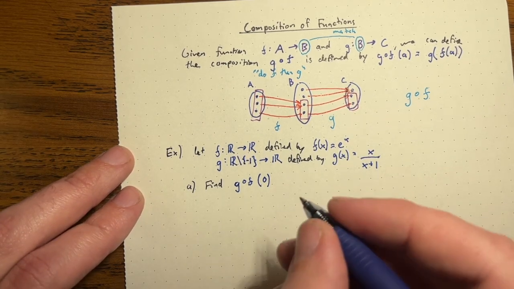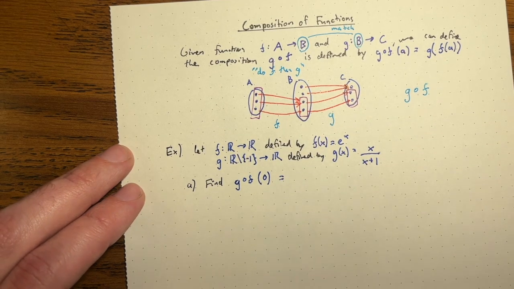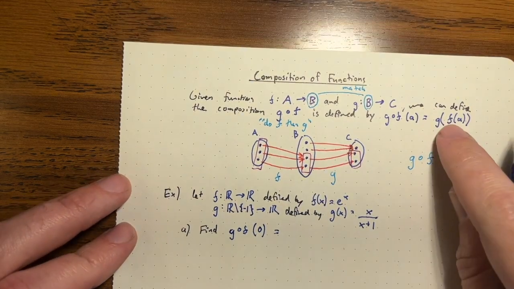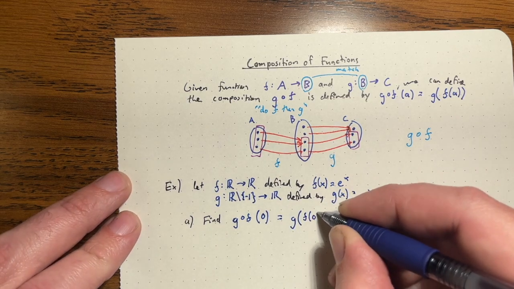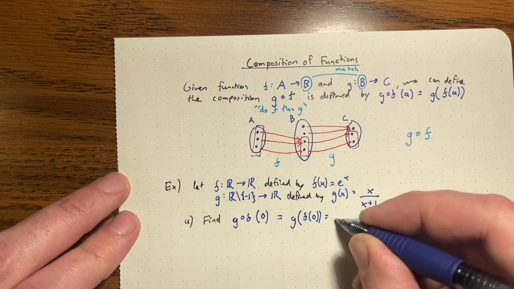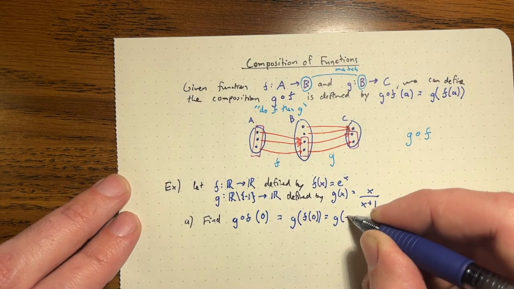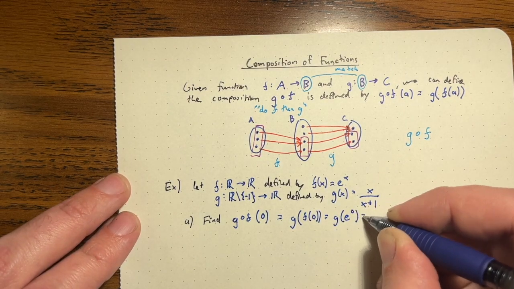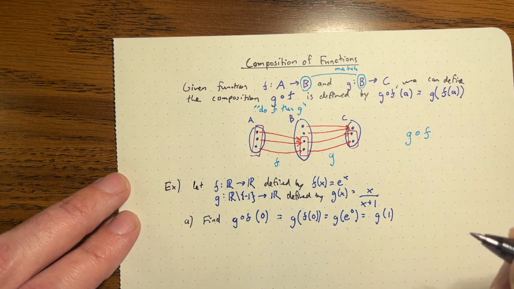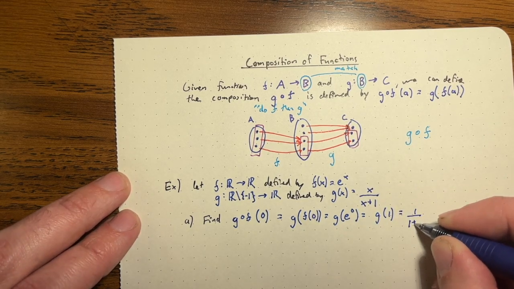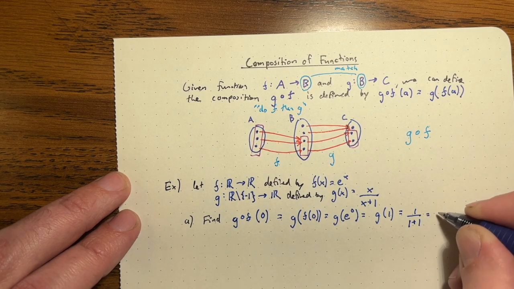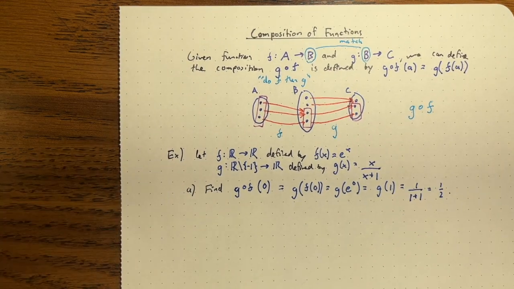So let's go ahead and do that. That is, by definition, it is g of f of 0. And f of 0, that's e to the 0 by its formula, which is 1. So I've got g of 1. And now I need to figure out what g of 1 is. So that's going to be 1 over 1 plus 1, which is 1/2. Okay. Let's see if we can do even better.